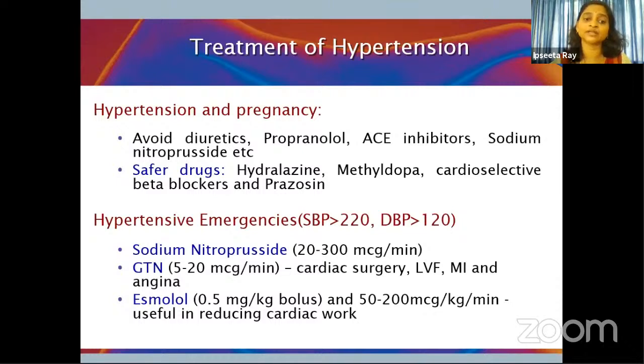In case of hypertensive emergency, systolic more than 220, diastolic more than 120, it is a medical emergency. So here sodium nitroprusside is a drug of choice. It's a vasodilator. It reduces both preload and afterload, and therefore there is a marked fall in blood pressure. We can also use GTN and esmolol.